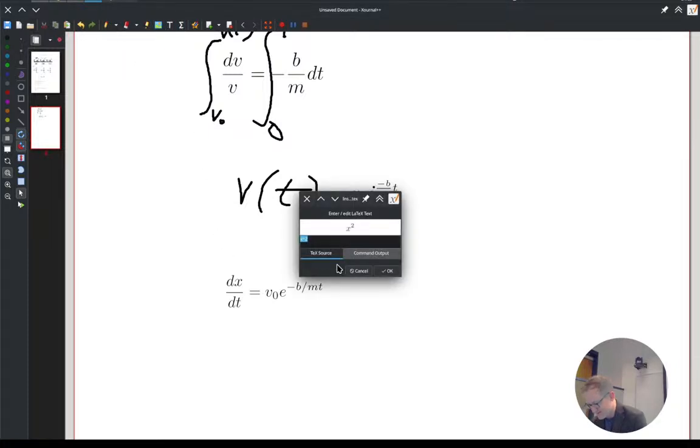So wait, now we're taking v of t. Since v is dx dt, since we're only moving left and right, if I know the change in x, I know what velocity is.